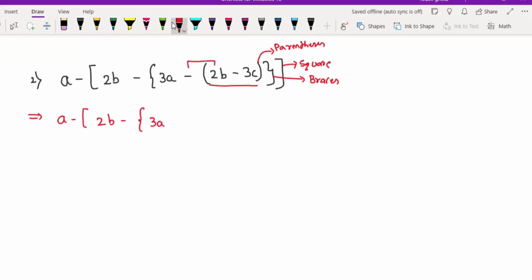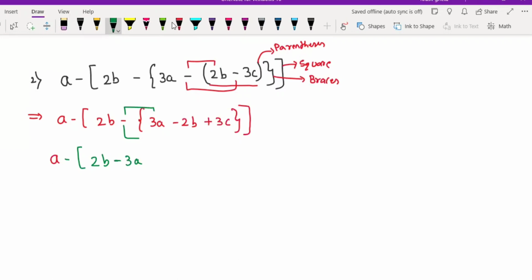So minus 2b. Minus into minus, look at it as a plus 3c. The common bracket goes and the flower bracket closes, the square bracket closes. Going further, a minus square bracket open, 2b minus flower bracket open. Let us remove this flower bracket just by multiplying the sign, that is minus, with all the terms inside the bracket. That is minus 3a. Minus into minus, we'll get a plus 2b. The last one, minus into plus, we'll get a minus 3c, close the square bracket.